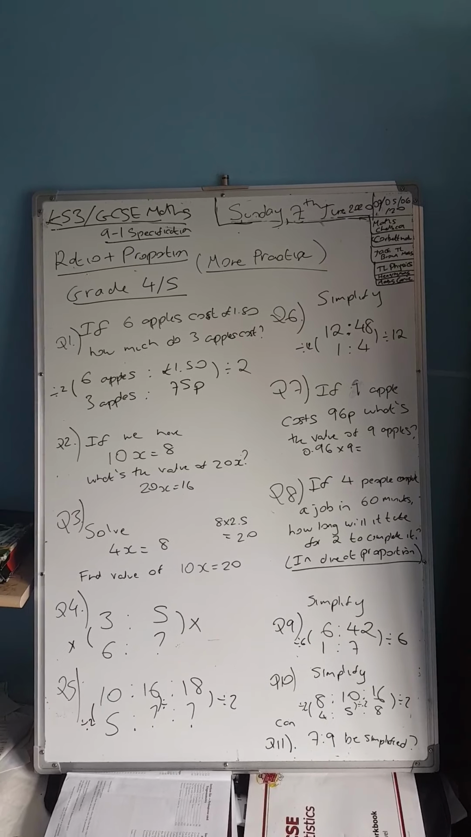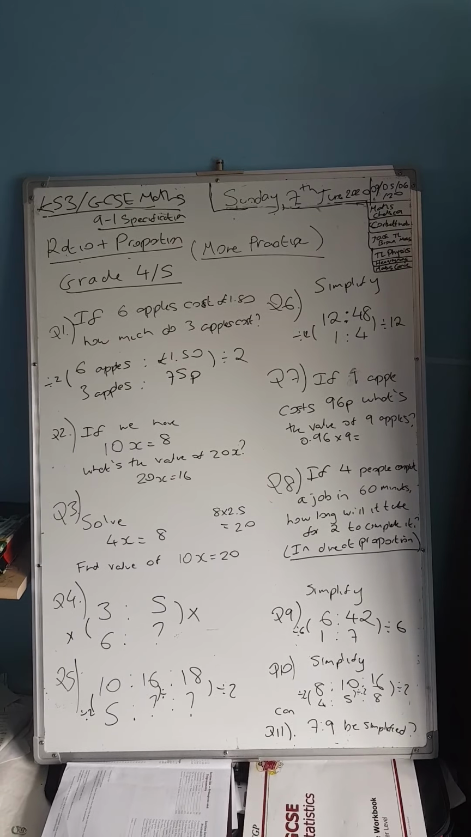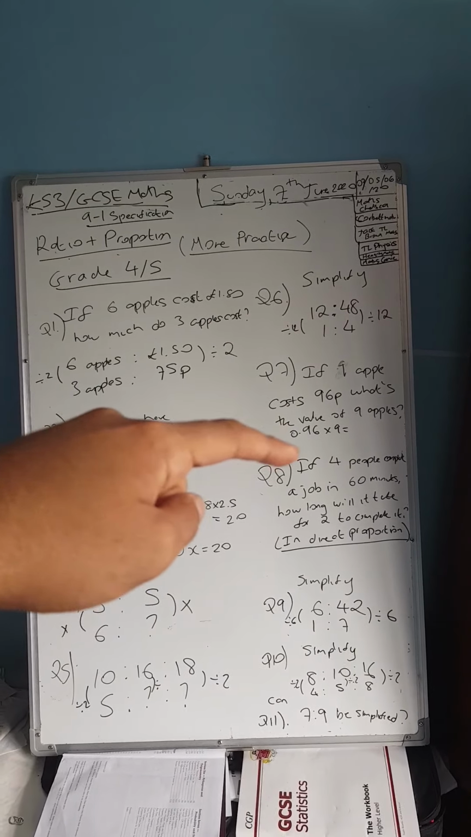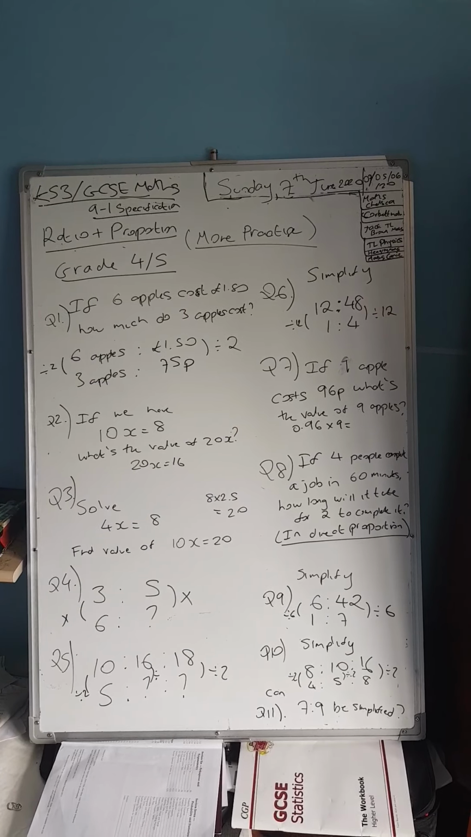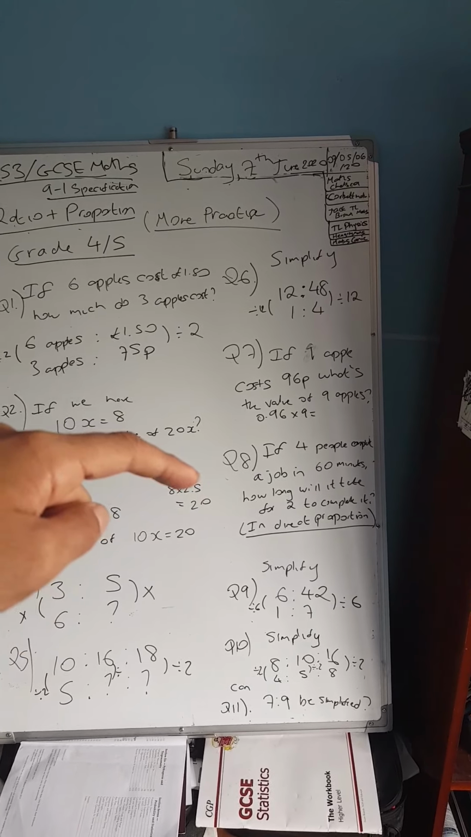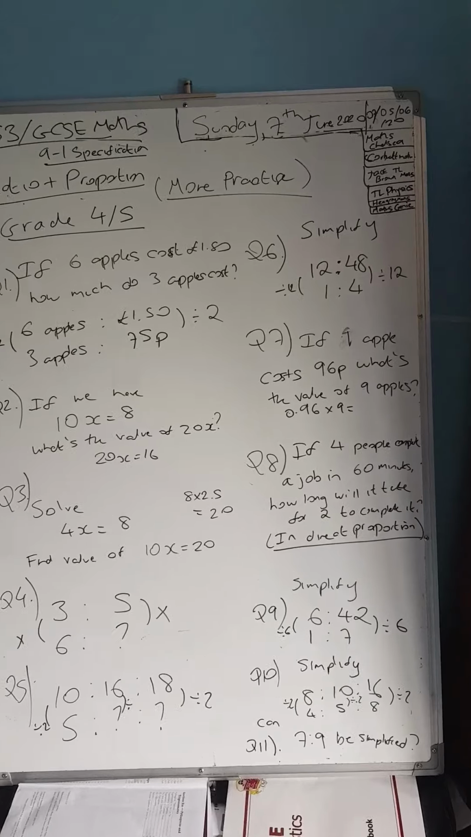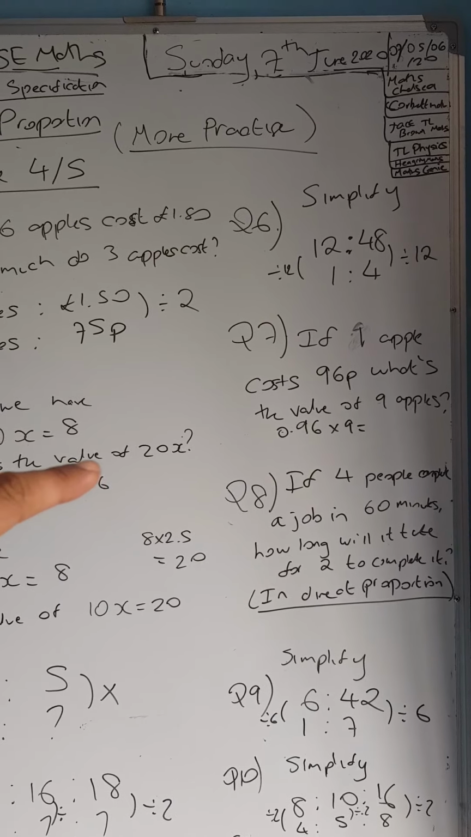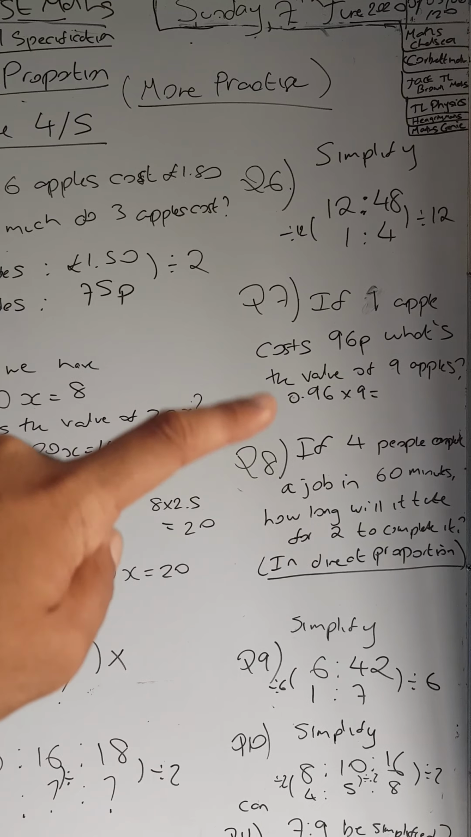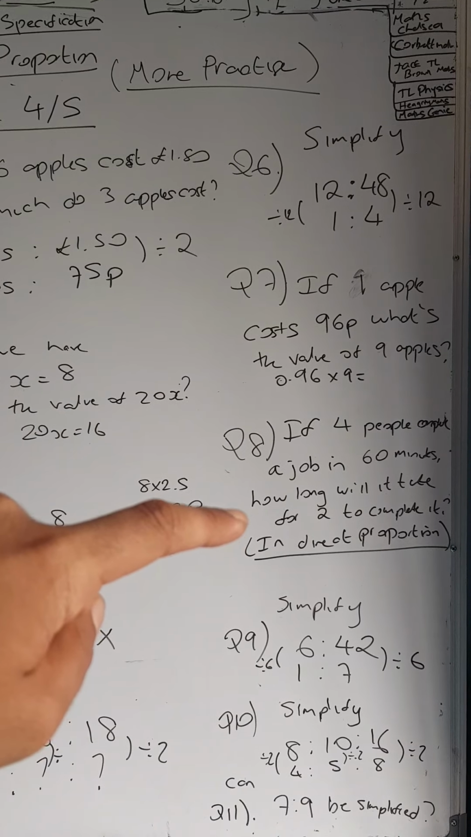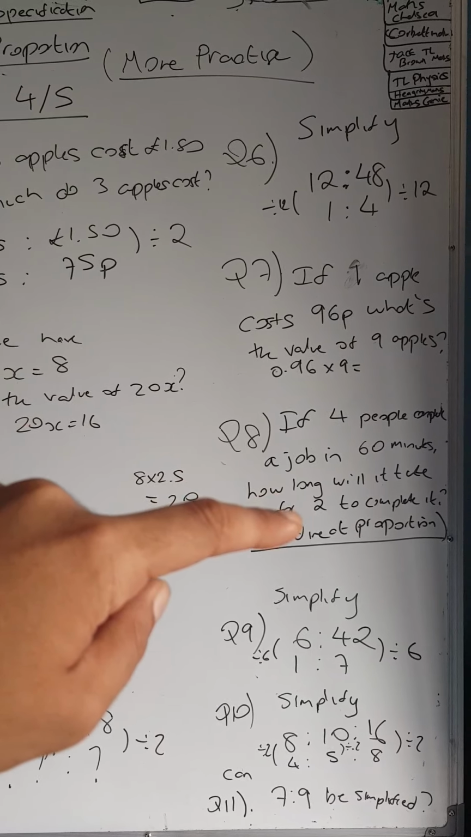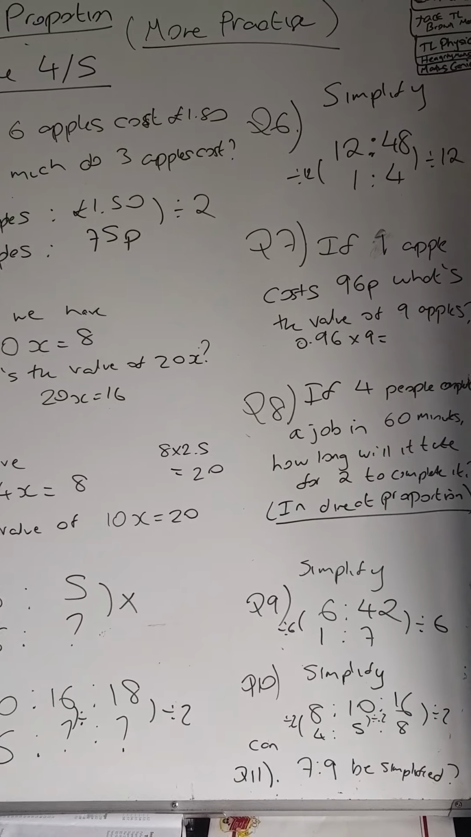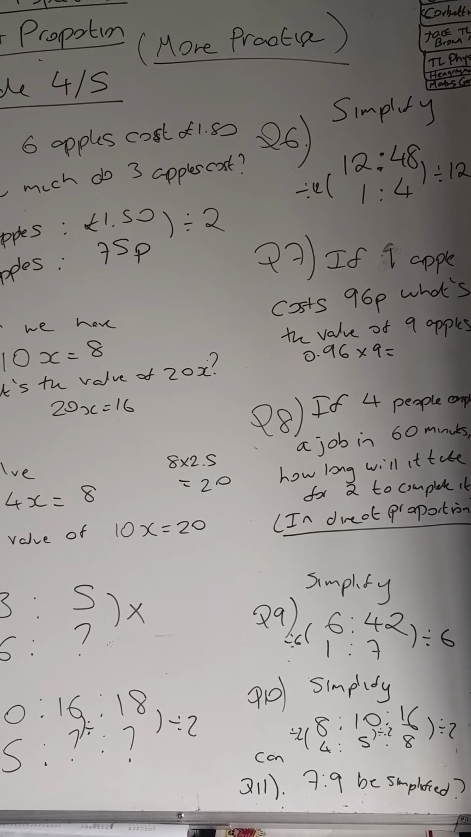Right guys, last couple of questions now. If 4 people complete a job in 60 minutes, how long will it take 2 people to complete it? This question is what I call indirect proportion. If it takes 4 people to complete a job in 60 minutes, then for the same job it will take 2 people longer, double the amount. So the answer would be 120 minutes or 2 hours.